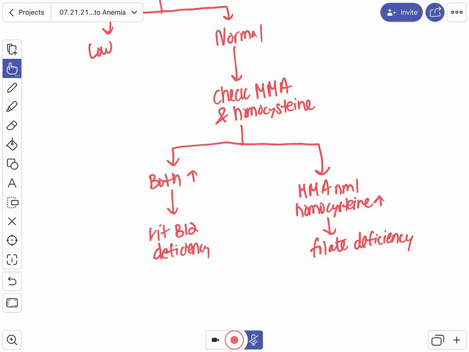Just on a broad level, where's B12 found in the diet? On a broad level. Meat. Animal products, including eggs. Okay, it's in some non-animal products, but it's mainly in animal products, including eggs.